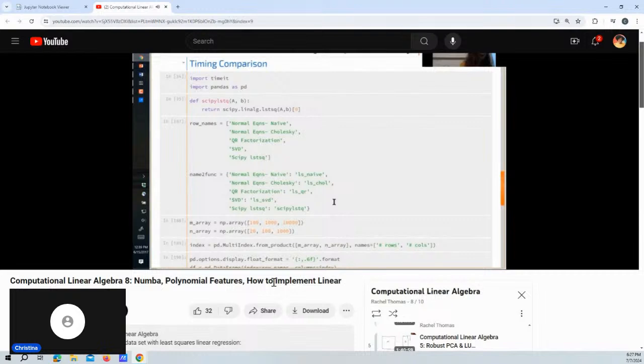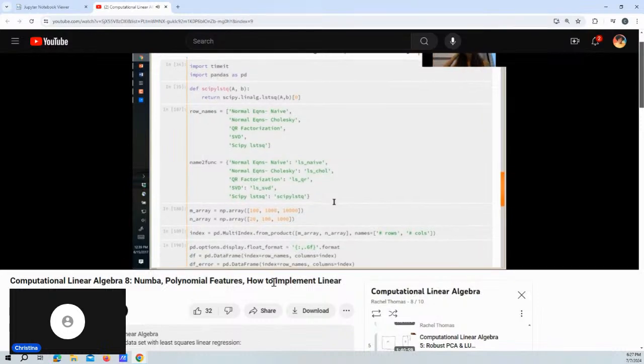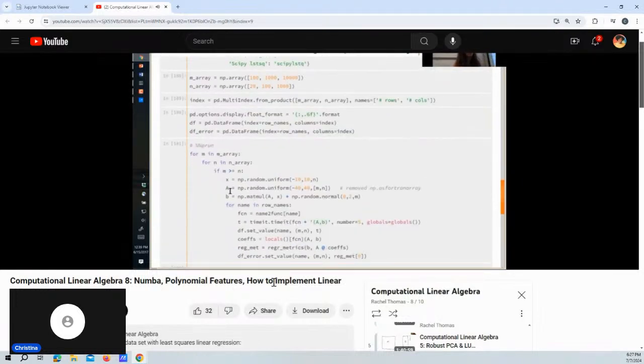Okay, so now I think you'll like this part. We're going to do a timing comparison and do it a little bit more formally. Above, we were just printing out what the times were for the diabetes data set. What I'm going to do here is randomly generate some data, and M is going to be either 100, 1,000, or 10,000. N is going to be 20, 100, or 1,000.